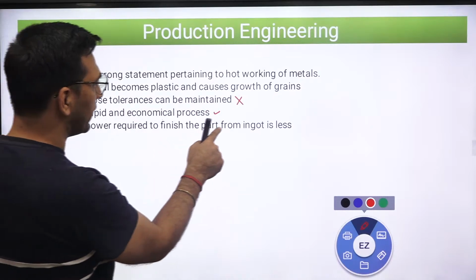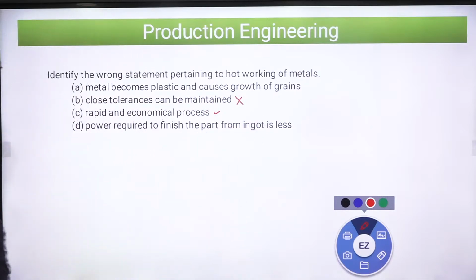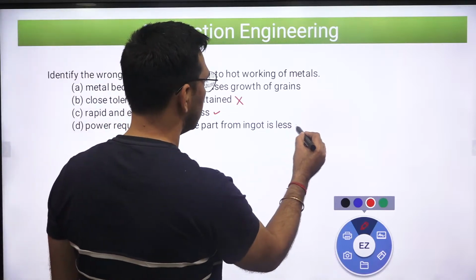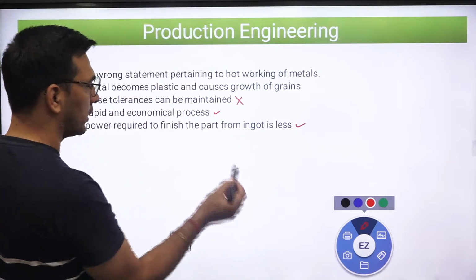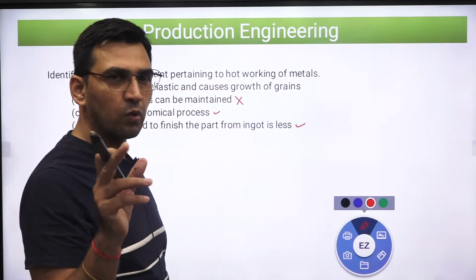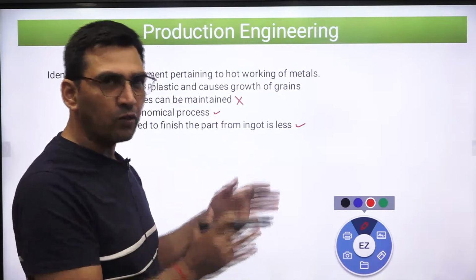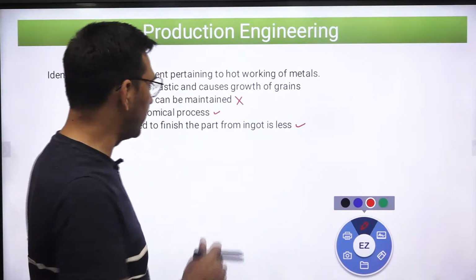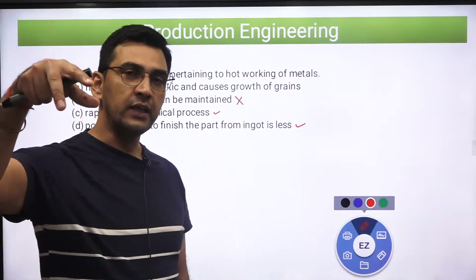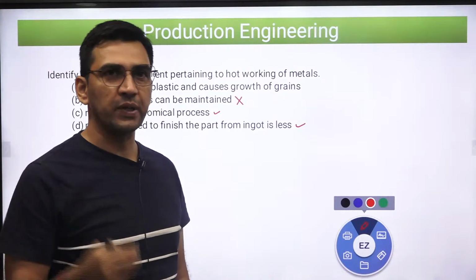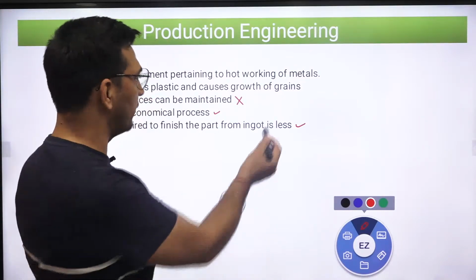Power required to finish the part from ingot is less. Why is it less? Ingot means the initial raw material. We have one more question related to ingot that I will explain over here. But as of now, just think of the initial raw material which I have to deform to get some semi-finished material. In that case, obviously, because you are deforming at a higher temperature, the force required to deform will be less. So that way, this is correct.